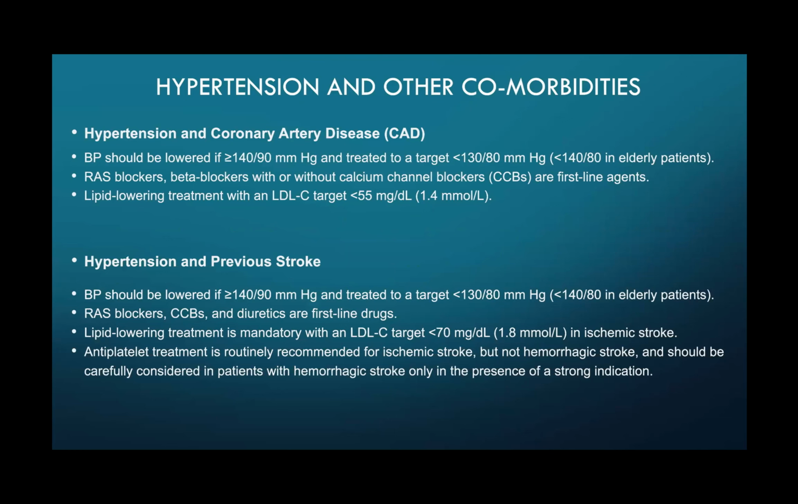And in addition, you also want to use lipid lowering therapy, so high intensity or moderate intensity statin. In terms of hypertension and patients who've had a previous stroke, and this is a lot of our patients in the hospital, you again want to lower them to less than 130/80. You're trying to focus on antihypertensives along with lipid lowering agents. And again, antiplatelet treatment is something that's usually routinely recommended for ischemic stroke, but not so much for hemorrhagic stroke.